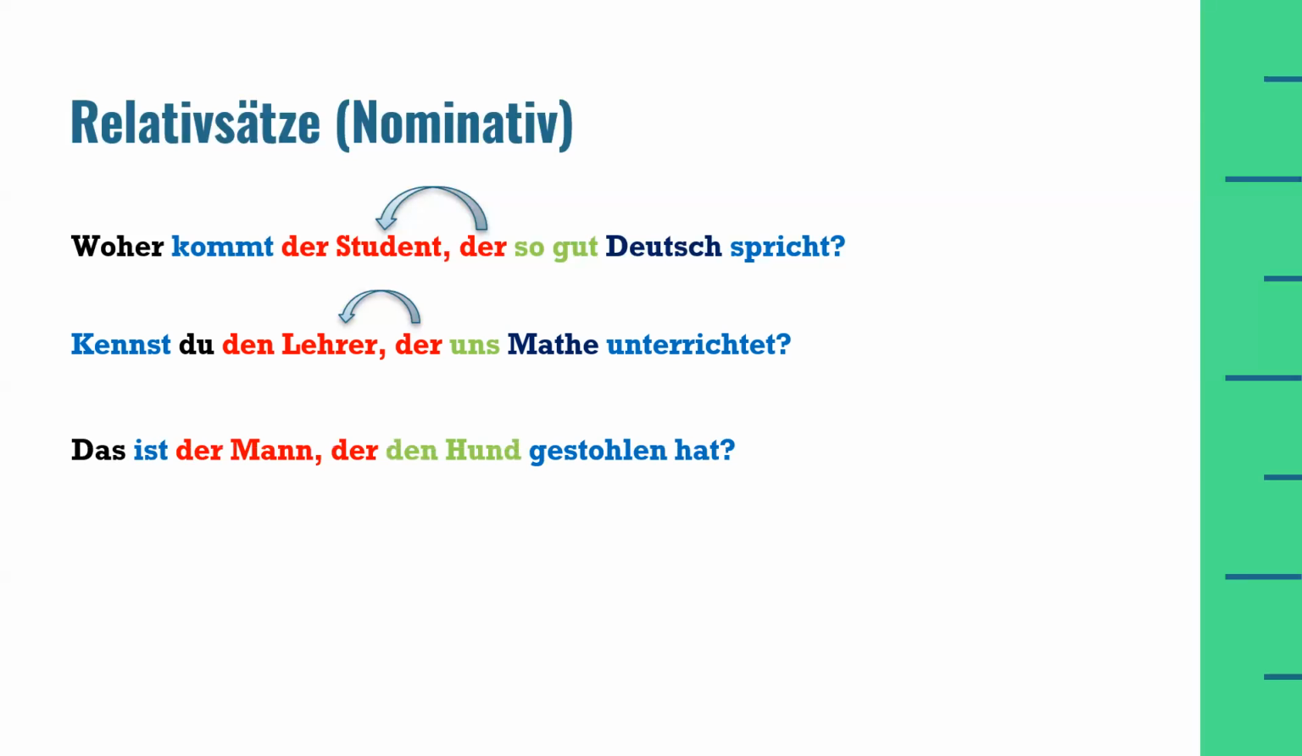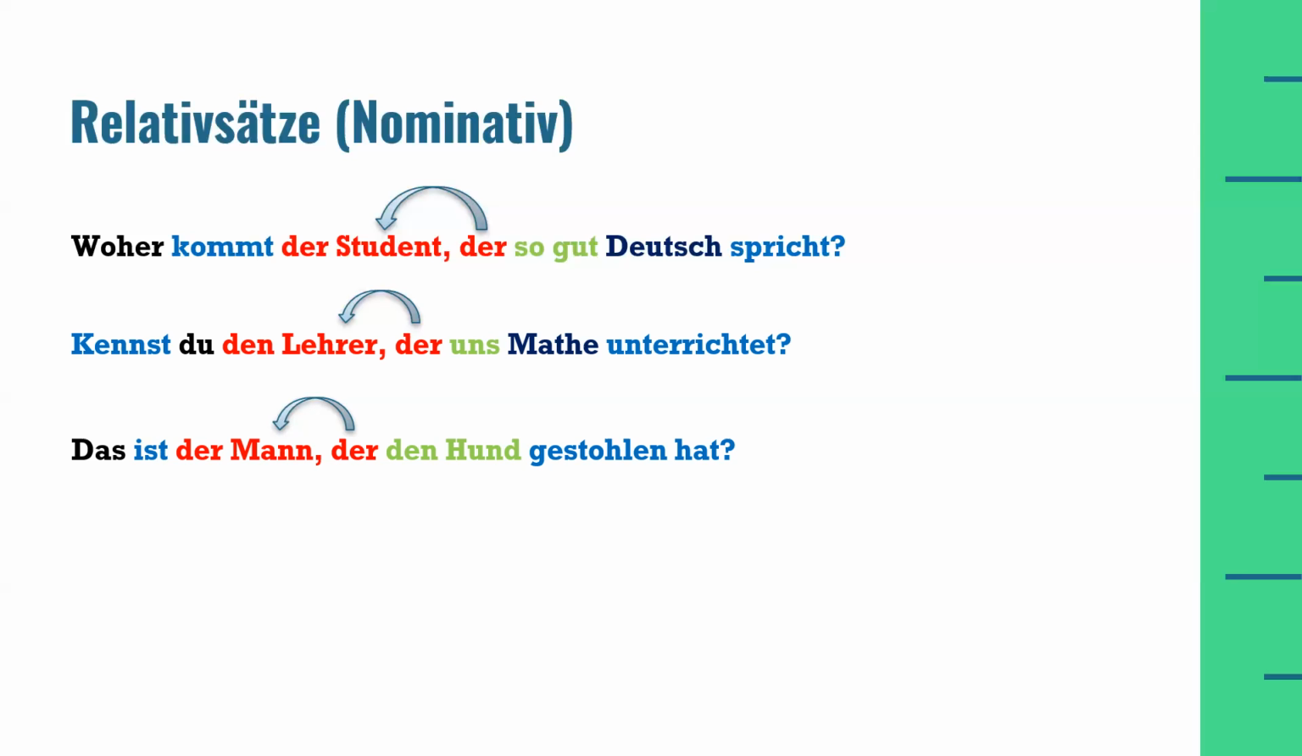Das ist der Mann, der den Hund gestohlen hat. This is the man who has stolen the dog. Now, if we look at this sentence, "Das ist der Mann" is the main sentence: this is the man. In the relative sentence, we are giving more information about this person, and that information is that this is the man who has stolen the dog.